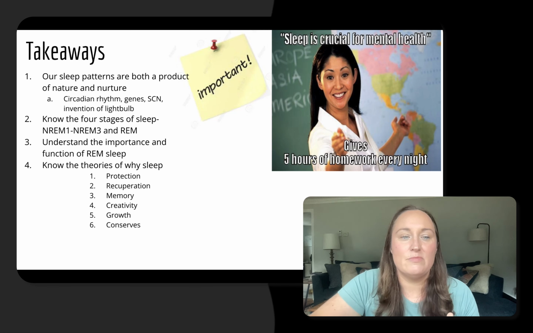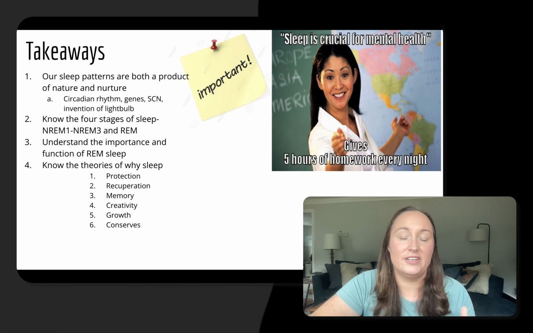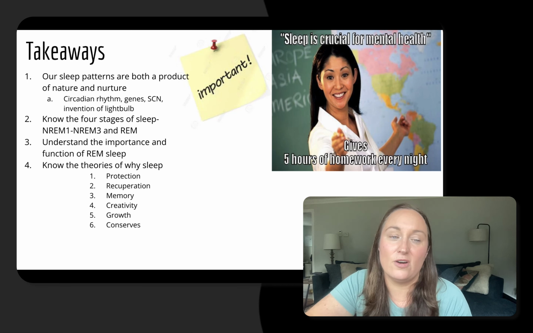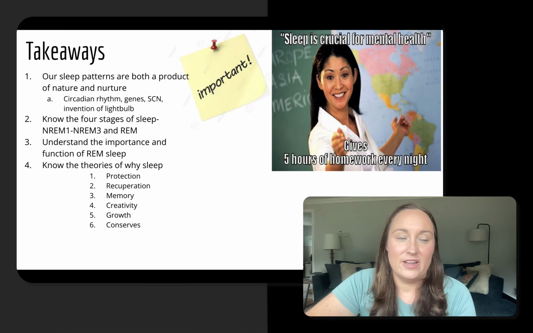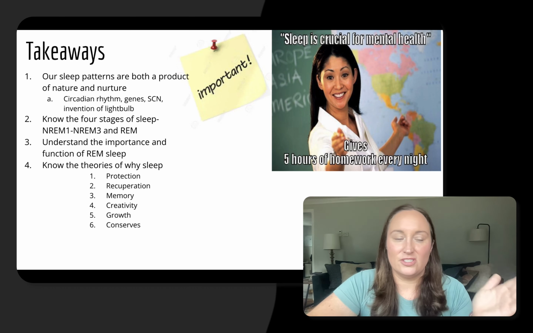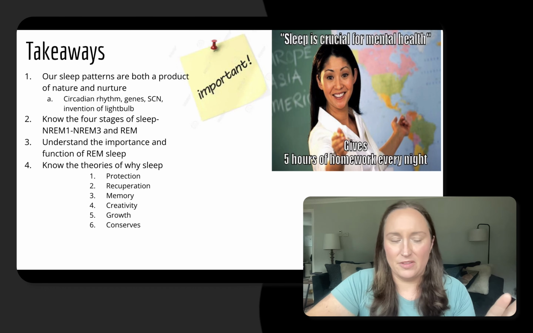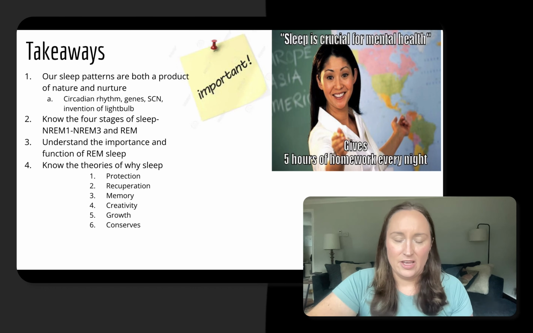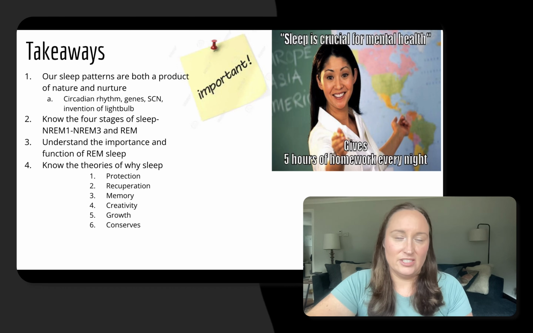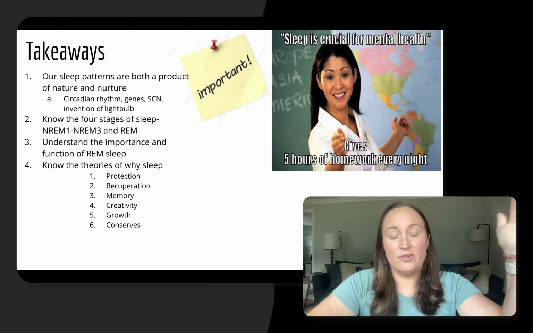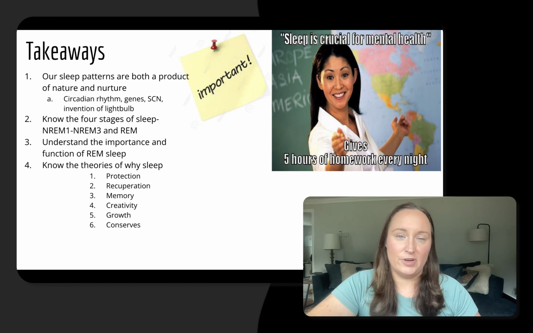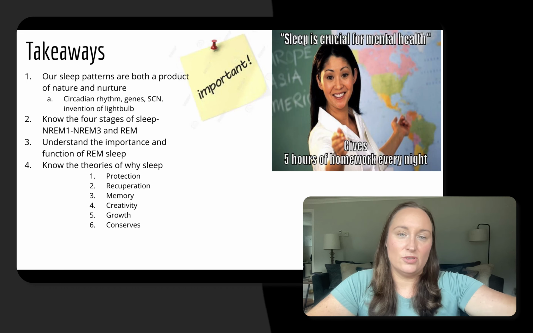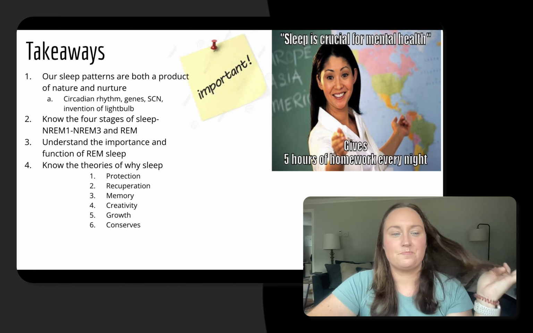So takeaways: remember that our sleep patterns are both a product of nature, our genetics and evolution, and nurture, our environment, our culture, the industrial revolution, our circadian rhythm. Remember that graphic just to show what happens. You don't have to remember all the details of it, just get the idea. Know those sleep stages from being awake to non-REM 1, 2, 3, and then up to REM, and then back down.